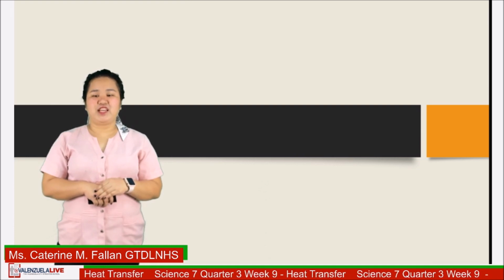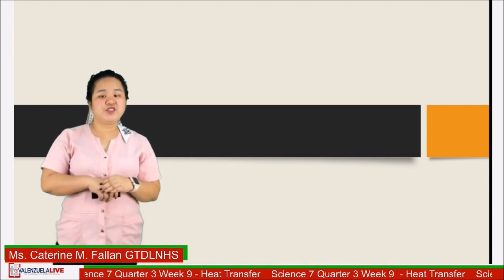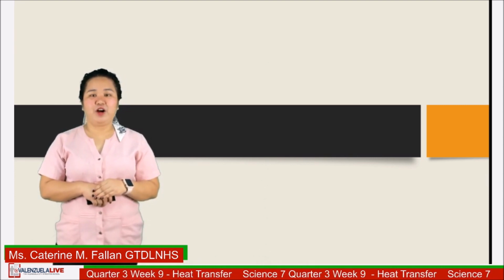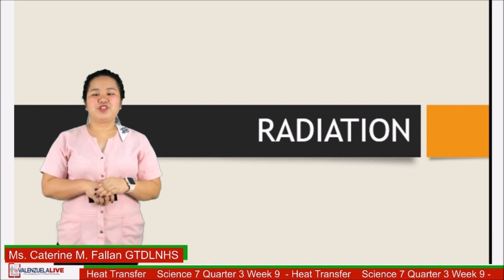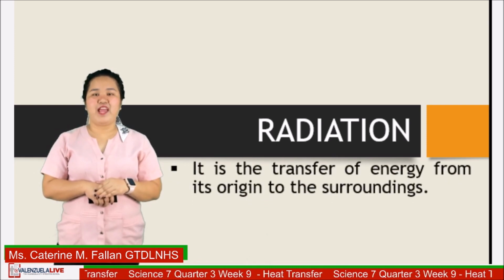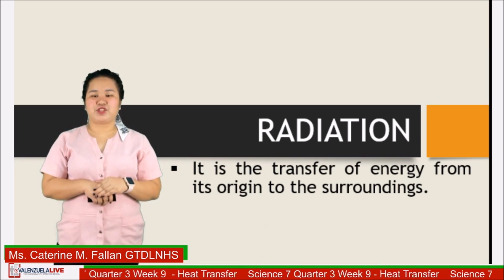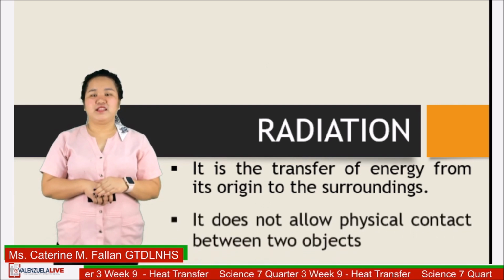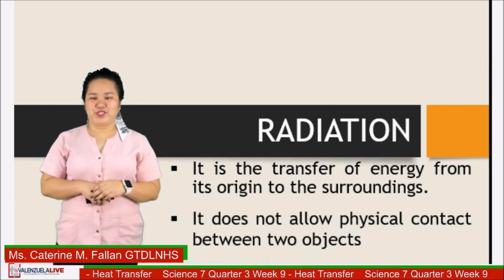Heat energy can also travel in an empty space without contact between the heat source and the heated object. This method is called radiation. Radiation is the transfer of energy from its origin to the surroundings. It differs from conduction and convection in that it does not need physical contact between the 2 objects.